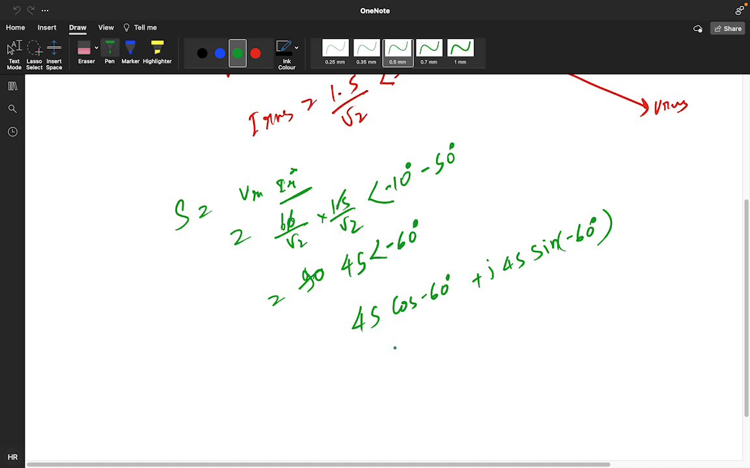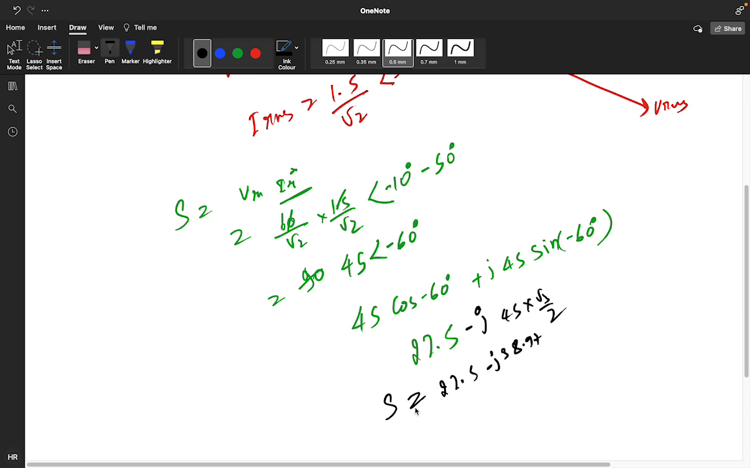So if you put the value, you will get 45/2. 45/2 is 22.5. And this will come with a minus, because sin of minus 60 degrees will be minus j 45√3/2. So this is 38.97. So 22.5 minus j 38.97. This is your S value.